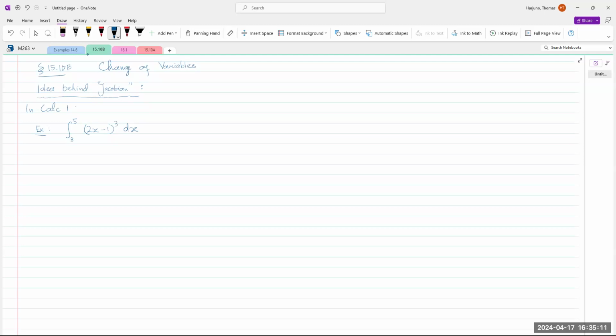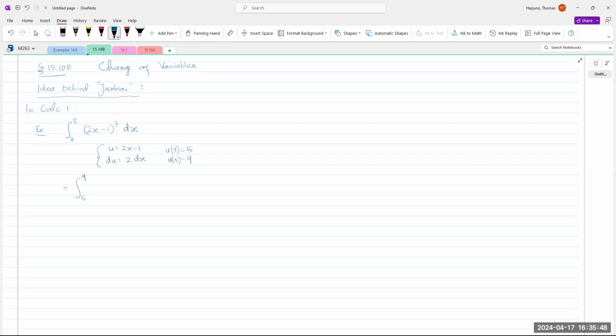Okay, so we use u equals 2x minus 1 such that our du equals 2 dx, right? Okay, and at the same time, we will change the limits of integration. When x equals 3, what will the u be? When x equals 5, what will the u be? Okay, so now we get the integral from 5 to 9. Notice the change in the limits of integration, right?